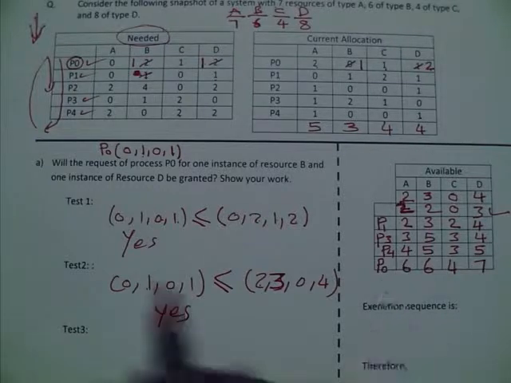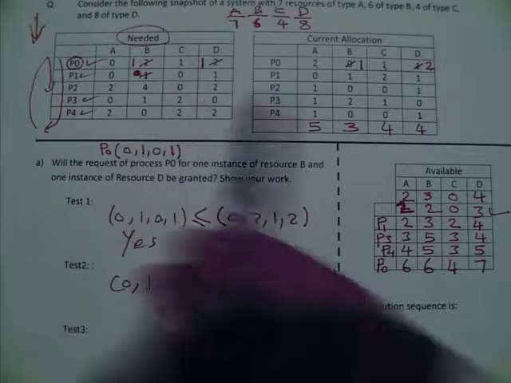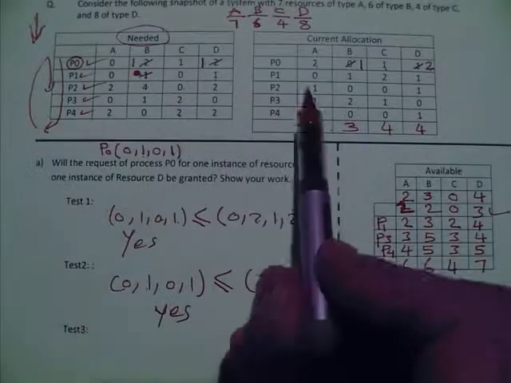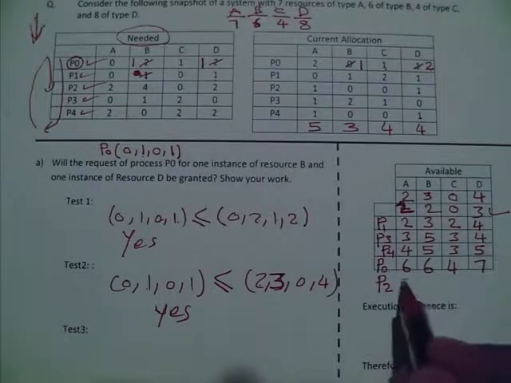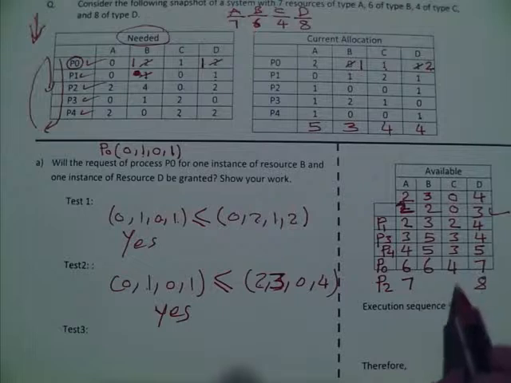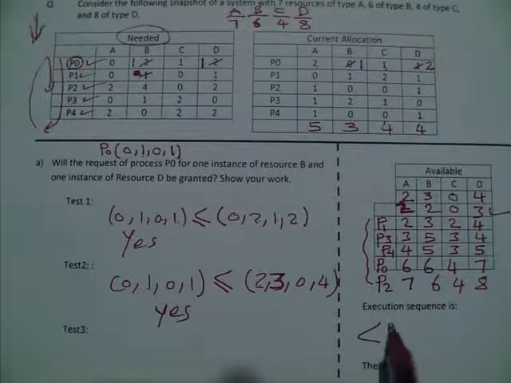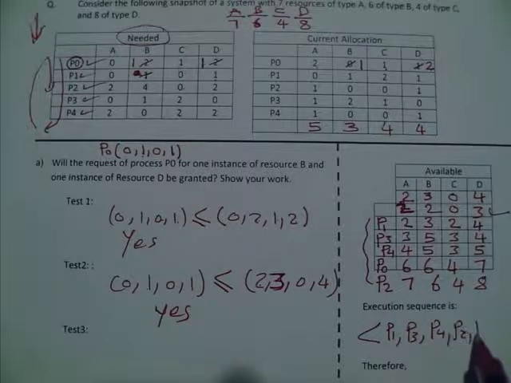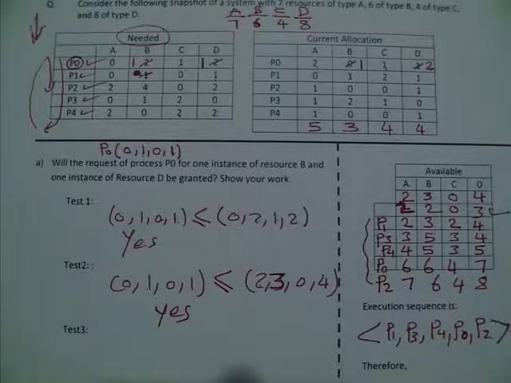Now let me try to execute the last one, which is P2. P2 needs 2, 4, 0, 2, which I have. So I'm going to execute P2. And by that I will get the resources that it was using, which are 1 of A and 1 of D. So I'm going to add 1 of A and 1 of D here, and this is what I have. So by executing them, and I managed to execute them, I can say that the execution sequence is P1, P3, P4, P0, and P2. Therefore, what?